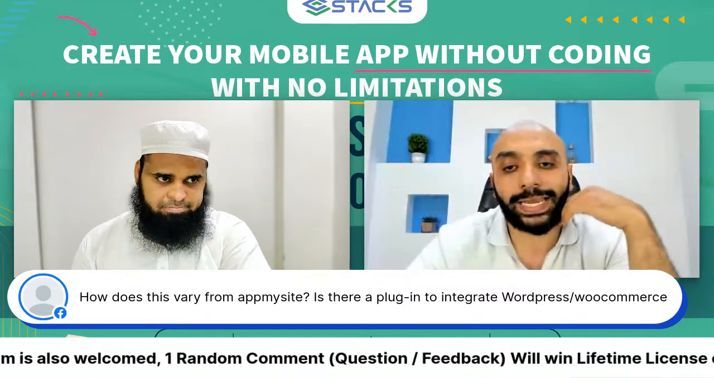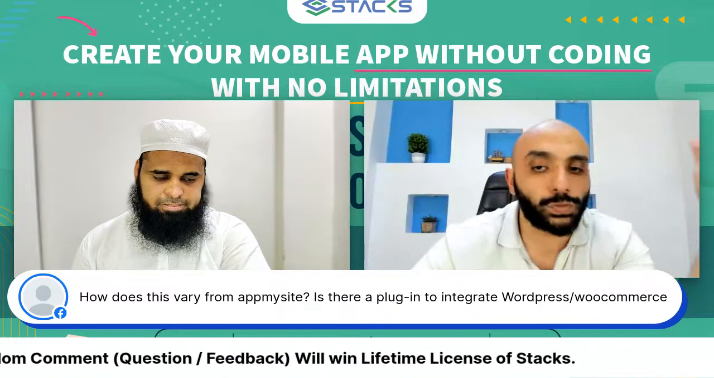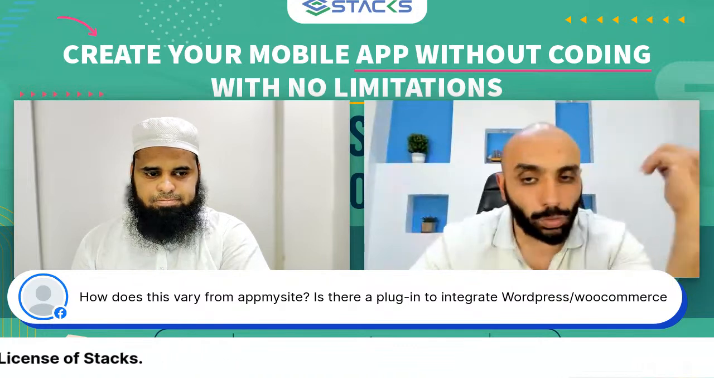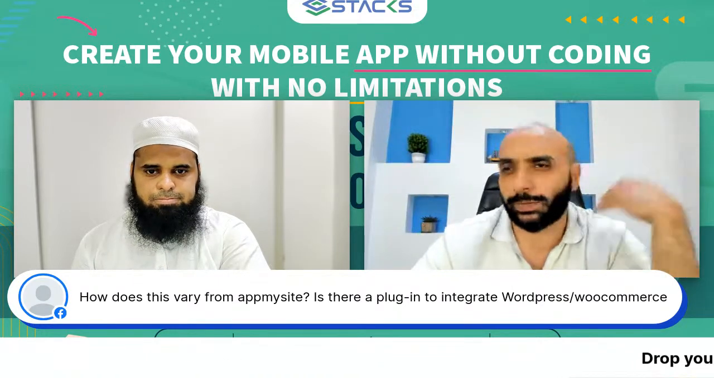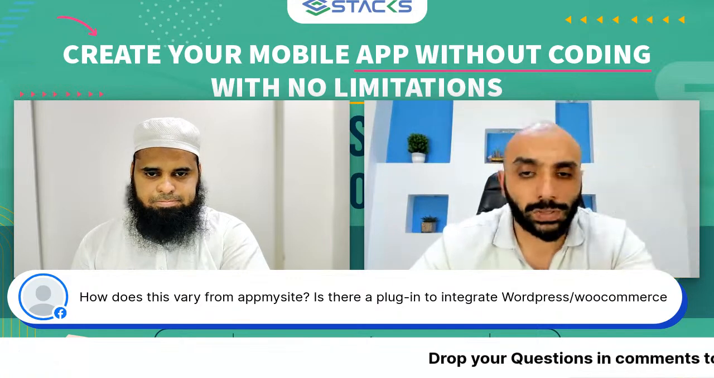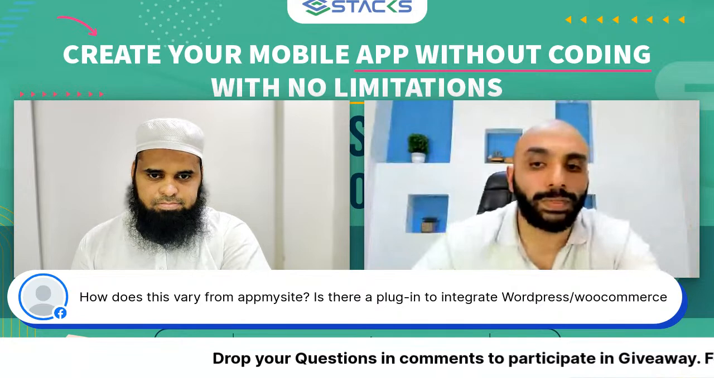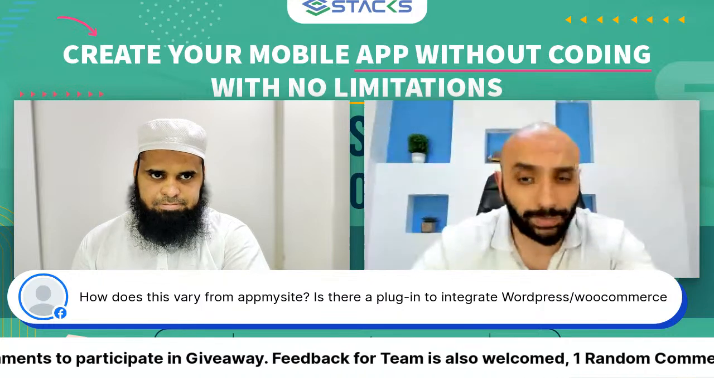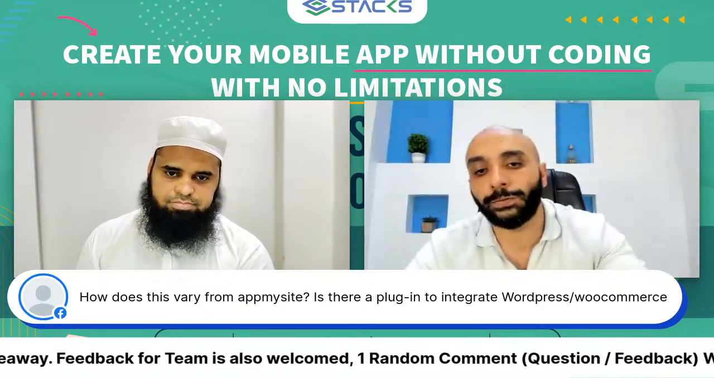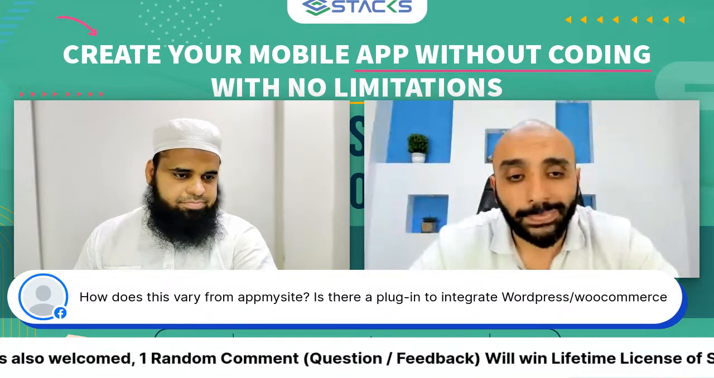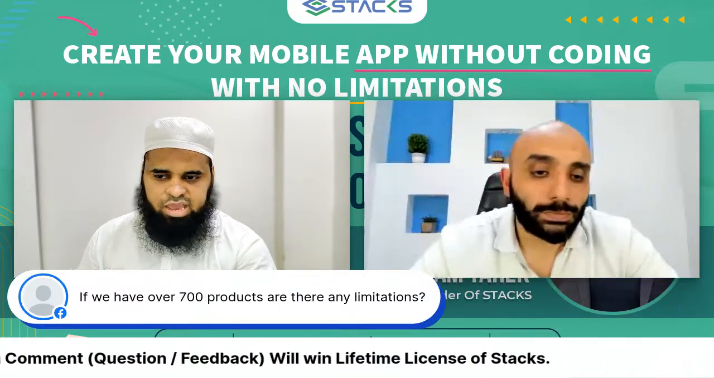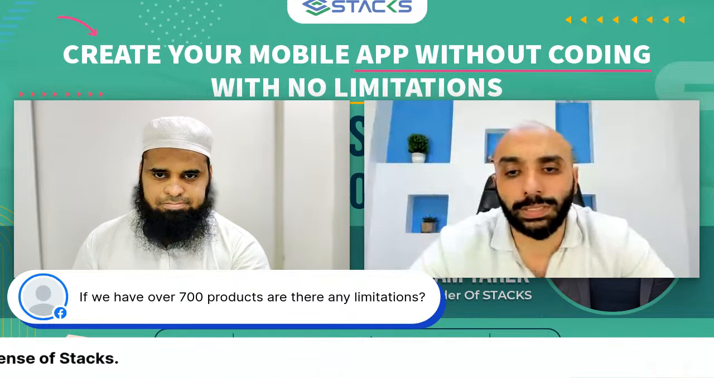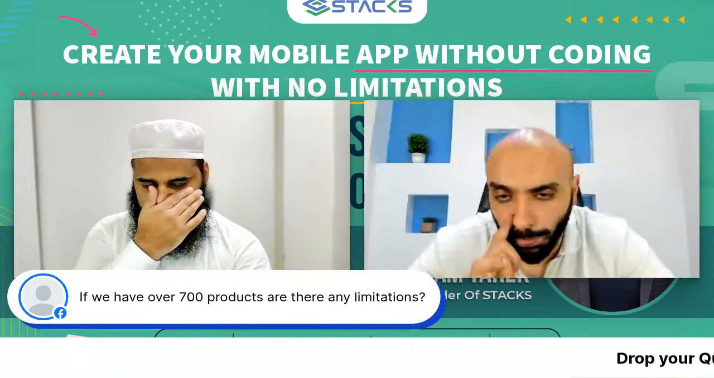In our site, as I mentioned, you can add an unlimited number of views. You can connect those views together. You have full control over the whole mobile application with drag and drop functionality. So all this is not available at App My Site. I'm not sure, but as far as I know, App My Site doesn't have a points and rewards integration system. This is one of the most critical features that we have. It doesn't have integration with a membership plugin. We have integration with a membership plugin. So there are many differences between us and App My Site. Okay. So the next question is if we have over 700 products, are there any limitations? No, the limitation is the same limitation as your back end.